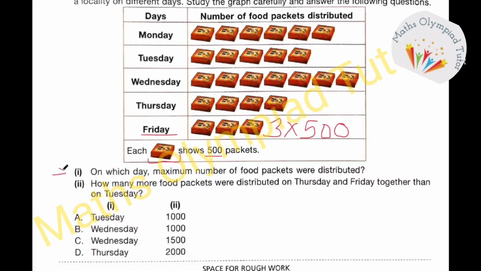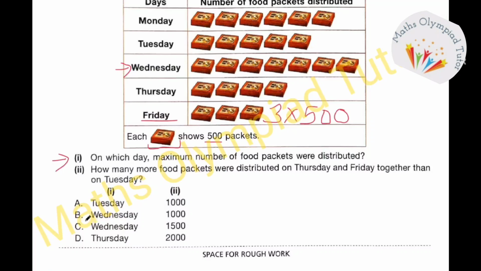So the first question says, on which day were the maximum number of food packets distributed? This is very easy, we can observe easily. On Wednesday the maximum pictures of food packets are there. This means the maximum food packets were distributed on Wednesday. So it could be either B or C. A and D are ruled out. Answer would be either B or C.